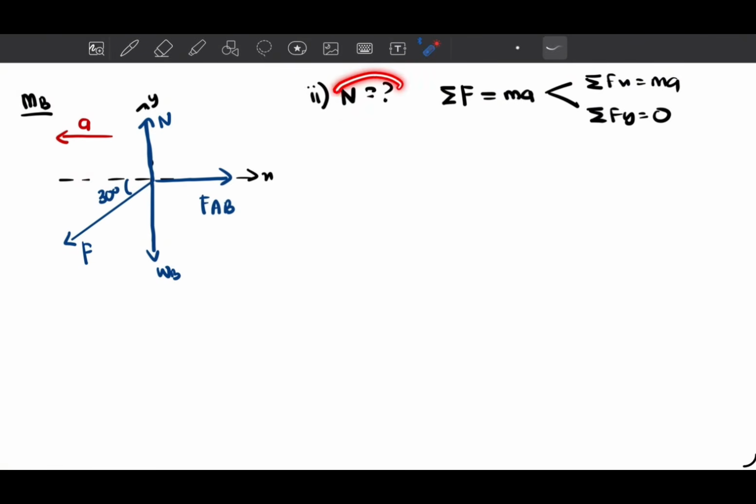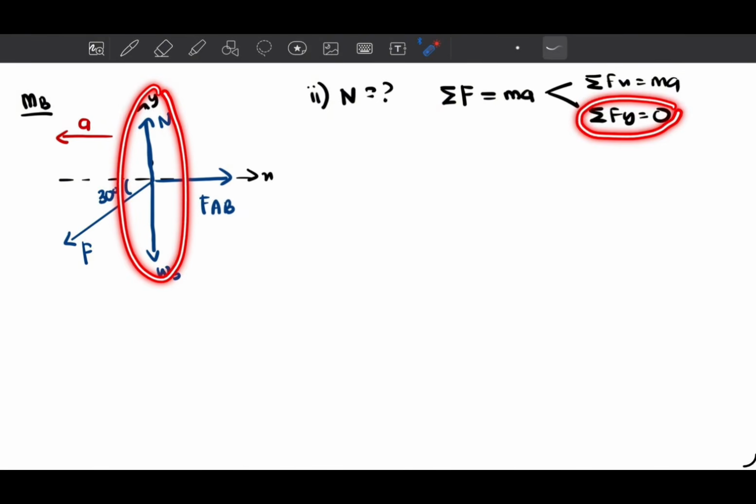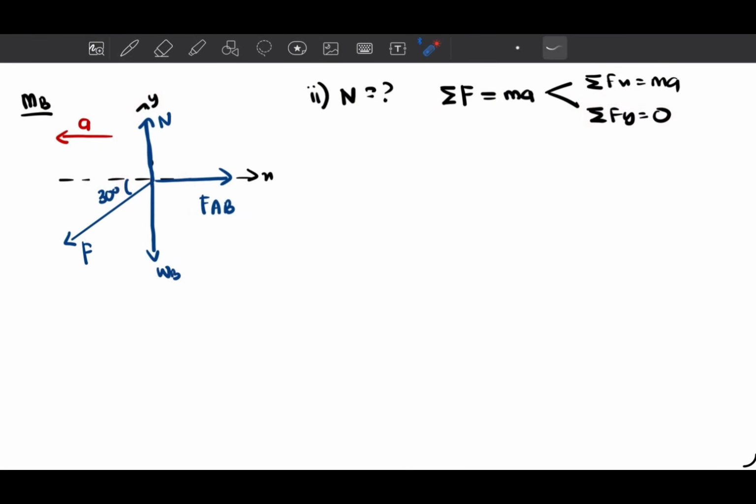And the question has asked us to calculate the normal. Normal is along the y-axis. Therefore, I'm going to look into the summation Fy to get the normal. But before that, the normal here is in the y-axis. The FAB is in the x-axis. W is in the y-axis. However, my external force exerted is in between the x and the y. So I'm going to resolve it first to make it easier to sum the forces along the axis. Before we sum them, we must place all the forces in the x-axis and y-axis. Now, all the forces are already placed in the x and y.